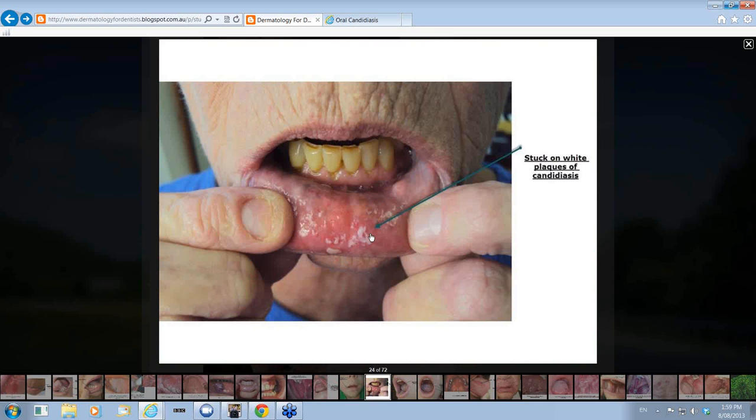Here's someone who had candida presenting. They had been applying some steroid to the lips, but they had candida presenting just as these stuck-on white plaques, somewhat on the buccal mucosal surface.